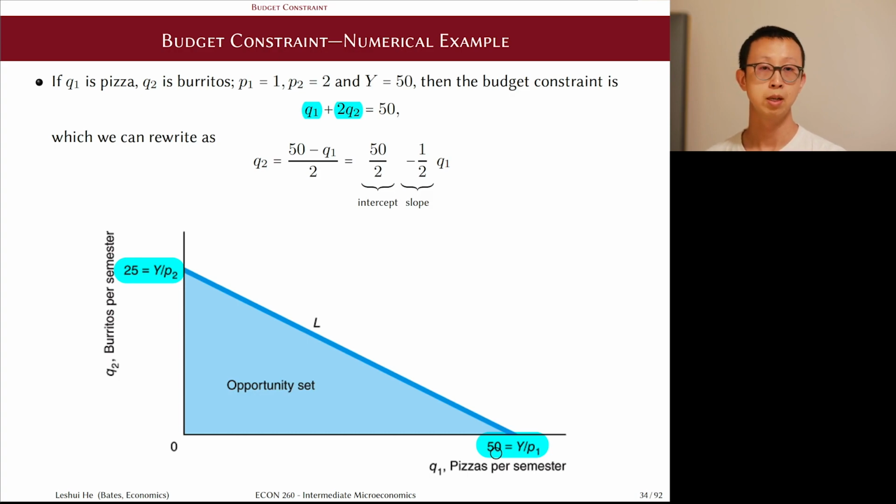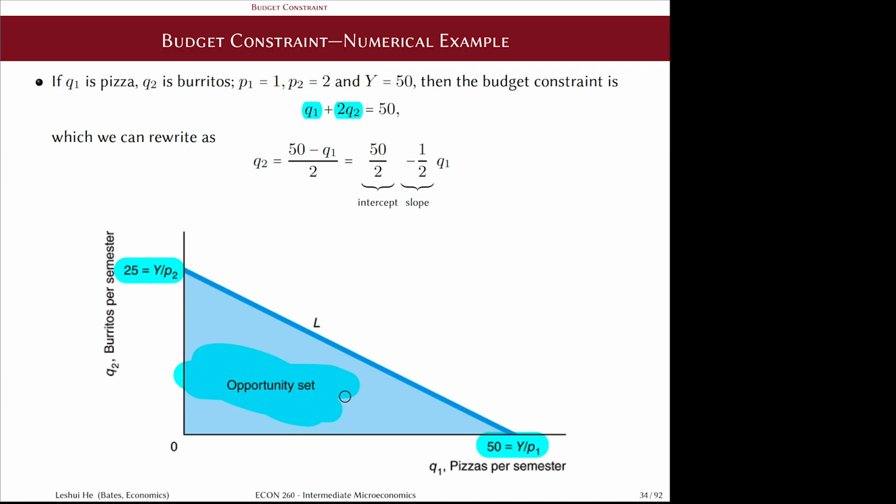And there we go. And the slope of the budget constraint is the negative ratio between P1 and P2, which is minus 1/2. You can get the same answer by dividing the vertical intercept by the horizontal intercept. Of course, we should bear in mind that any combination with expenditures below $50 is also feasible. So the consumer can choose any combination within the opportunity set, while all the combinations along the budget constraint are at the frontier of what is possible under the budget.